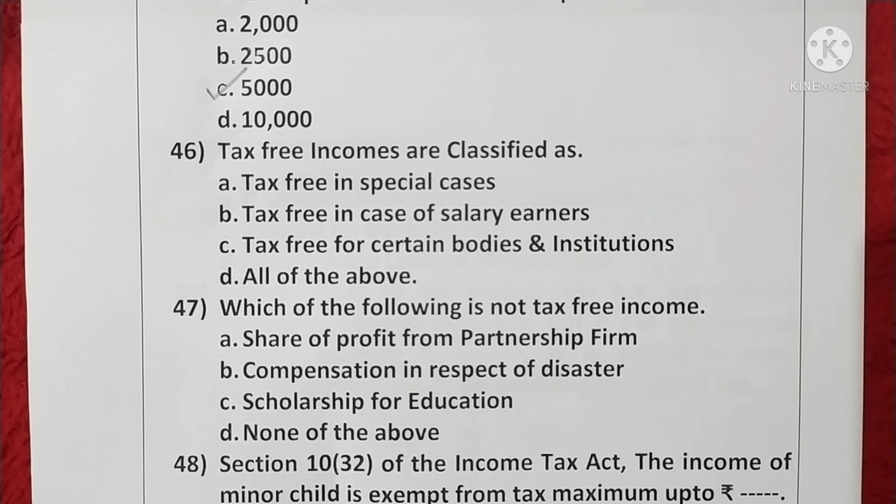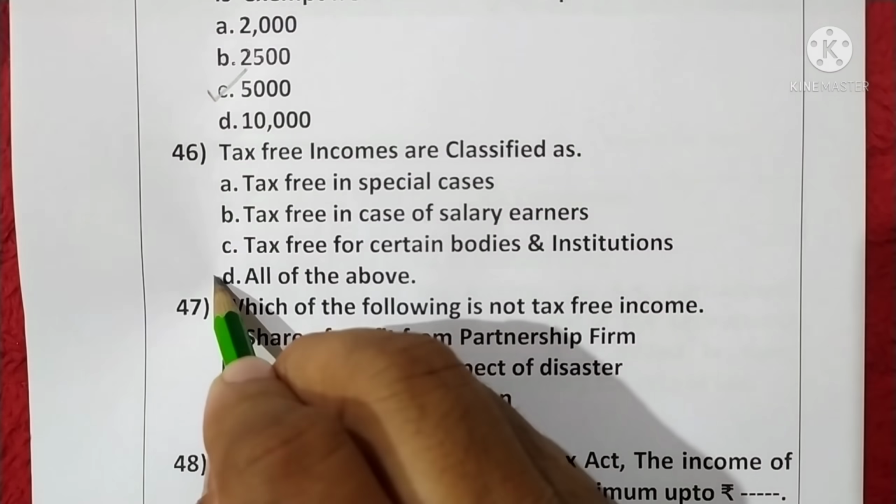Question 46. Tax-free incomes are classified as, options are given: tax-free in special cases, tax-free in case of salary earners, tax-free for certain bodies and institutions, and all of the above. Here, all of the above is correct answer. Option D is correct one.